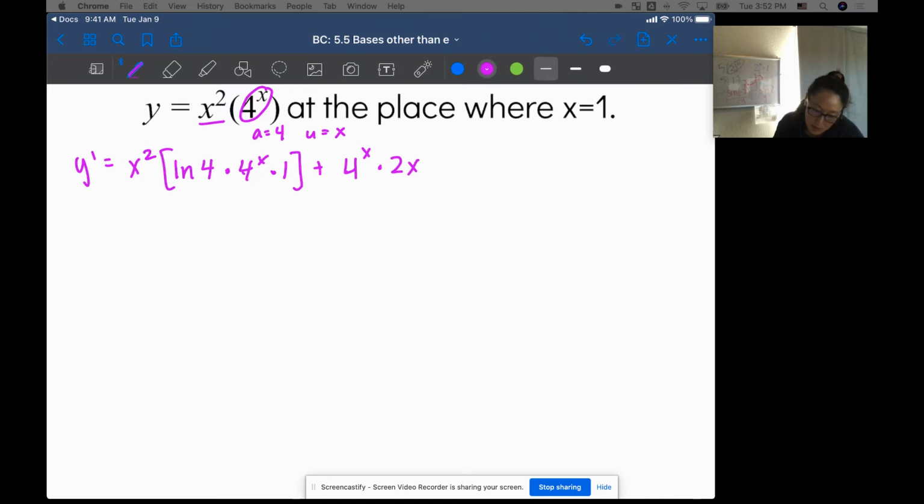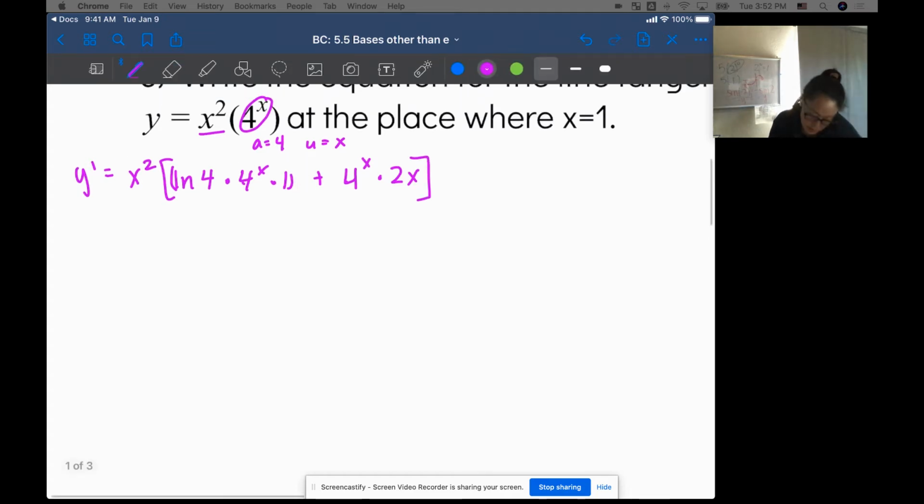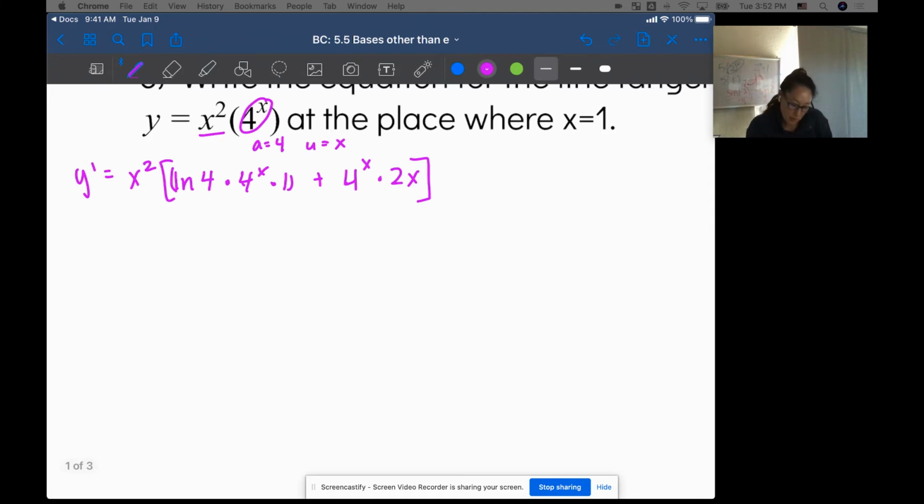Now, all of this here, I'm going to put a set of parentheses, and since it's the product rule, all of that is multiplied by, right? No, I had it right the first time.